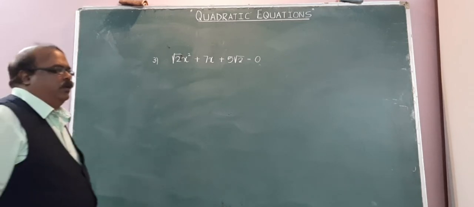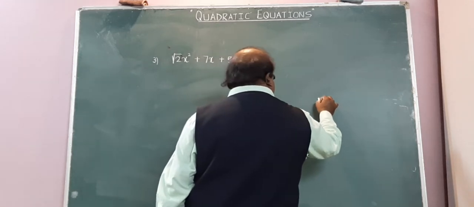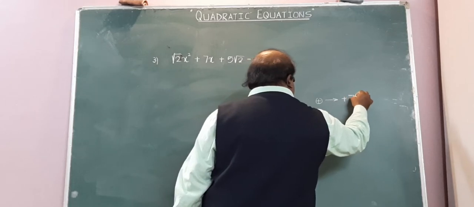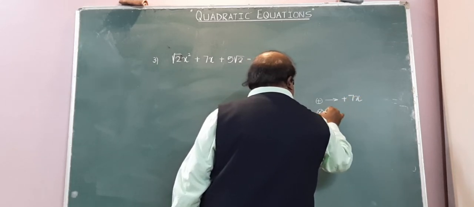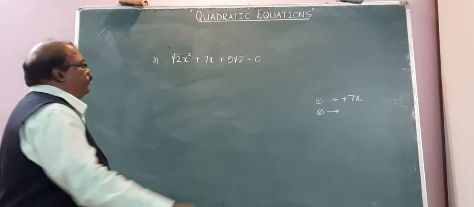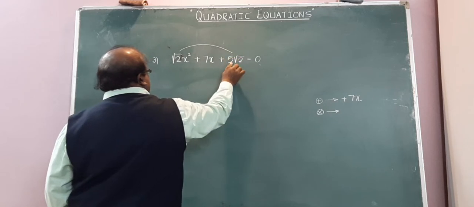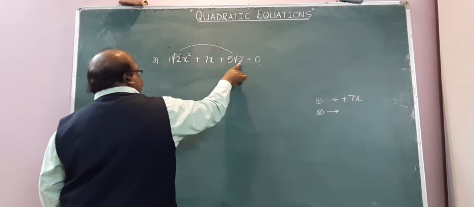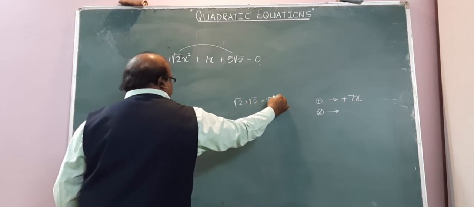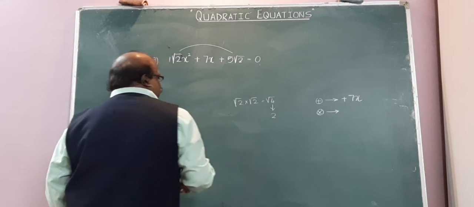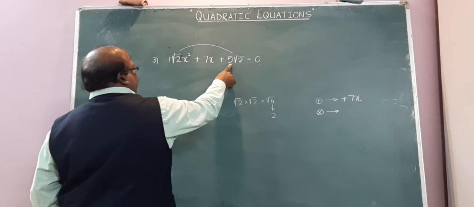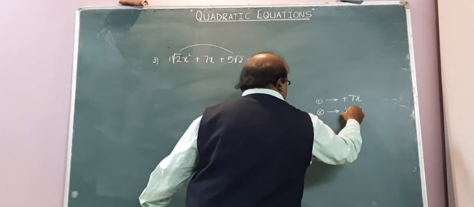What shall I do? Split the middle term in such a way that when you add, you should get the middle term plus 7x. When you multiply, I should get the product of the extreme. What's the product of the extreme? Let me see. 5 into 1, 5. Root 2 into root 2 is root 4. Root 4 is nothing but 2. So root 2 into root 2 is 2, and 2 into 5 is 10x square.